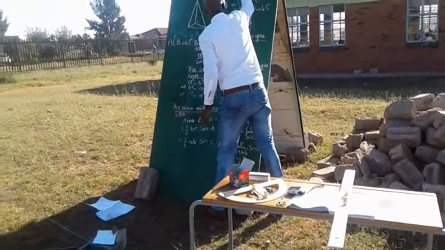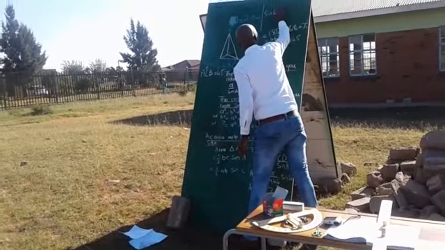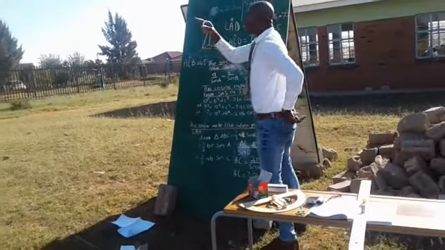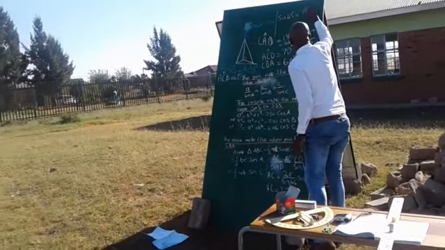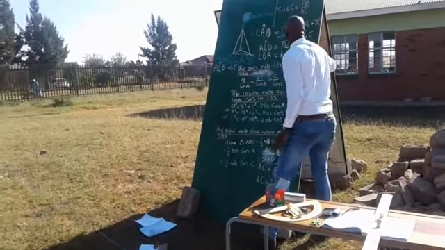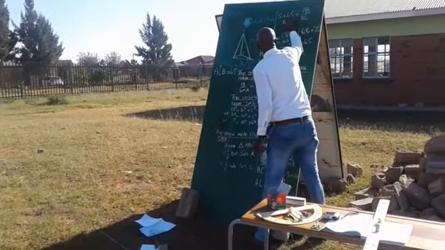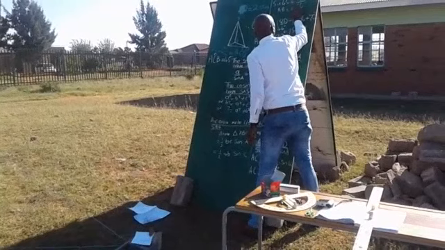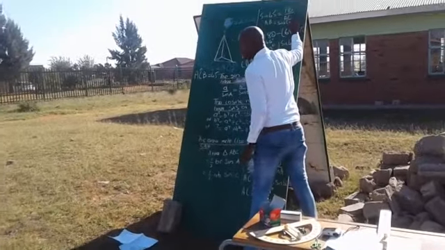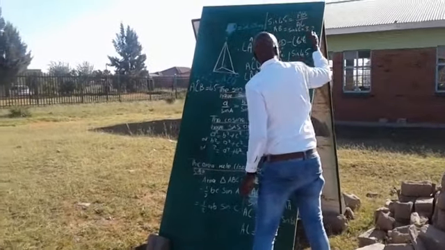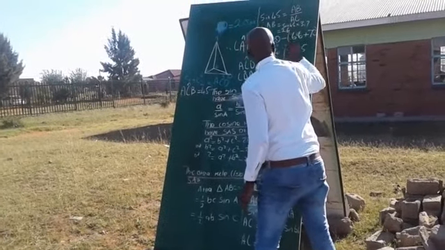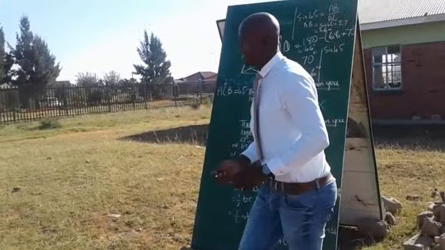Sine 45 equals to AB over AC. Again. Right. Therefore, AB equals to sine 45 times what's AC? 3,7. So it equals to 2,6 meters. Right.